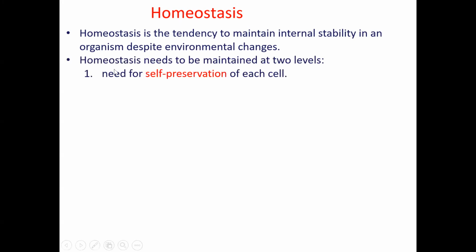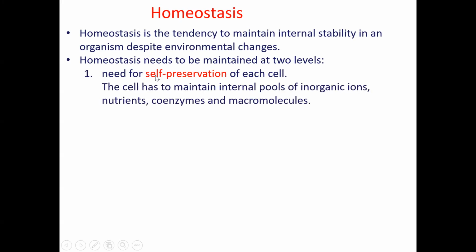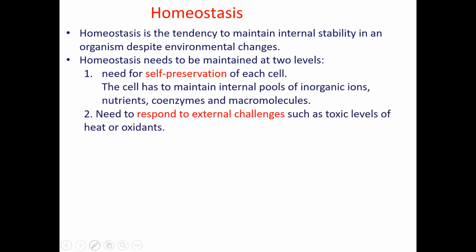So why do we need homeostasis? To preserve the cell, for the cell to stay alive. We need to have internal pools of certain nutrients and molecules inside the cell. This is part of homeostasis. And also we need to respond to changes. So if the cell is exposed to heat or a toxic substance, the cell needs to respond to these changes and try to restore its internal stability despite all these changes.